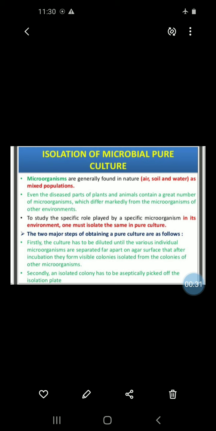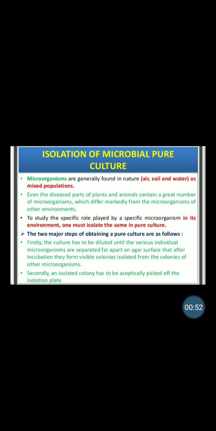First, the isolation of microbial pure culture. Microorganisms are generally found in air, soil and water, in a mixed population. Even the diseased parts of plants and animals contain a great number of microorganisms which differ markedly from the microorganisms of other environments. To study the specific role of a specific microorganism in its environment, one must isolate it in pure culture. There are two major steps in obtaining a pure culture.